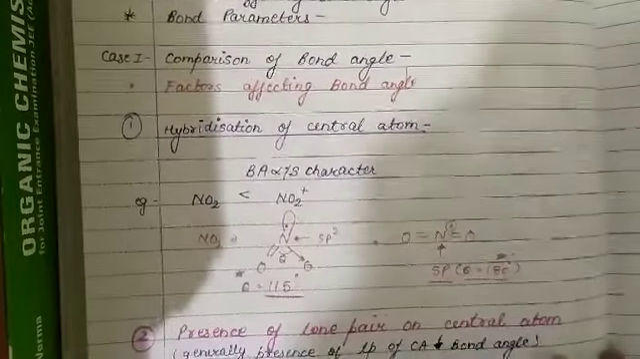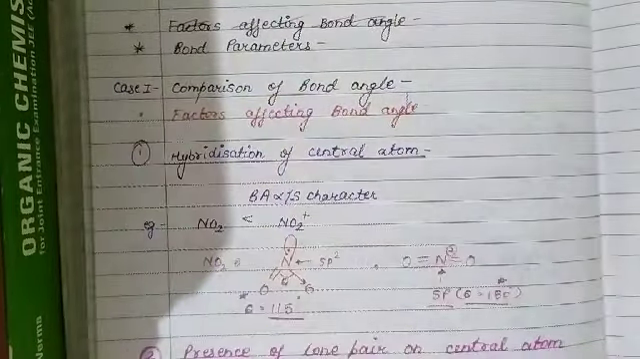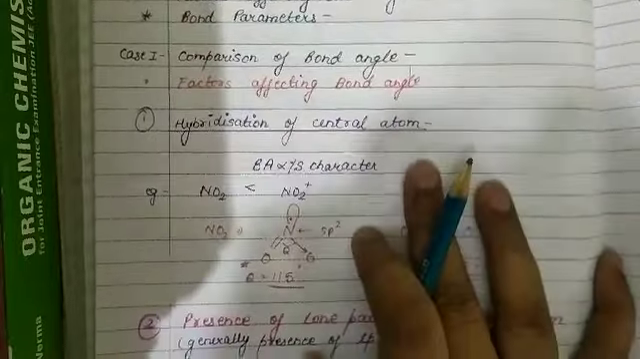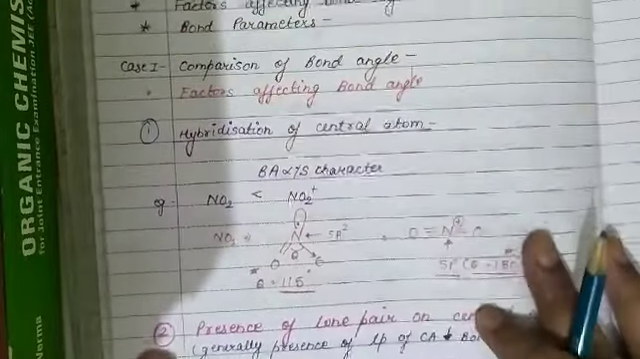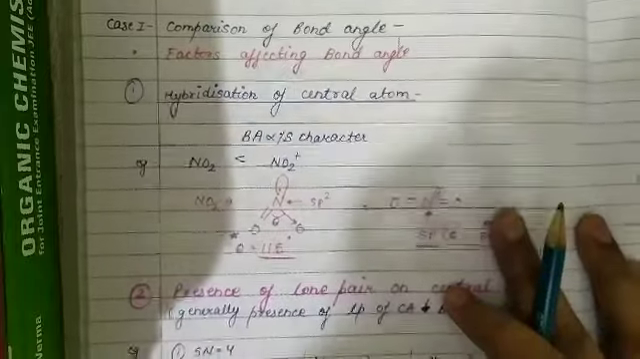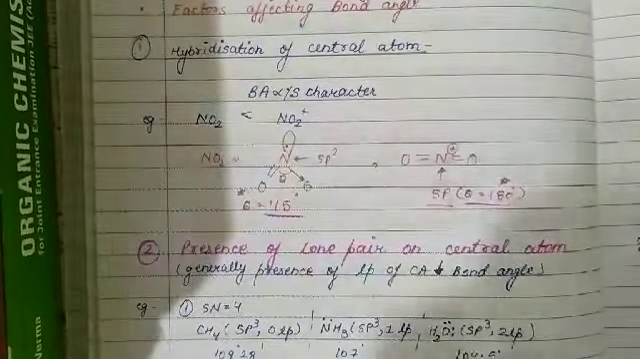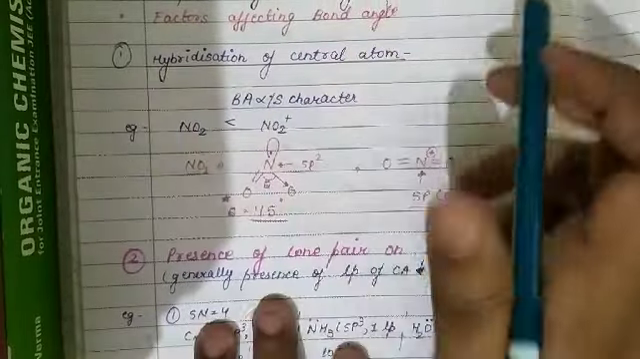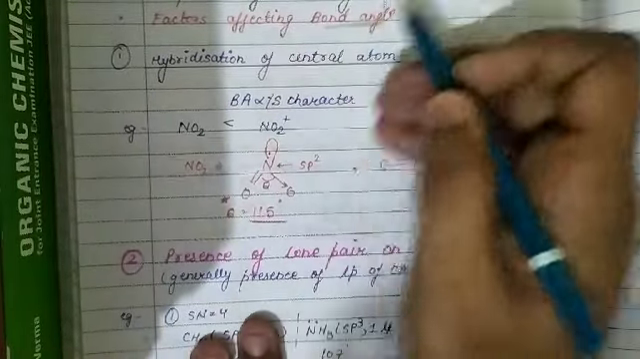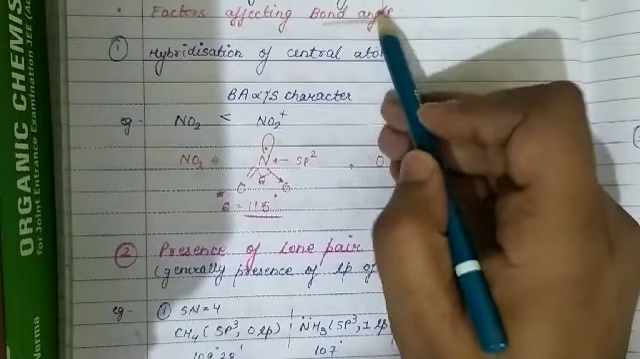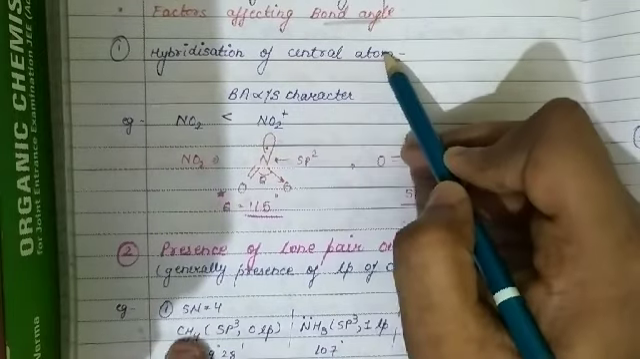See, one of the bond parameters is bond angle. So basically, in the comparison of bond angle, we are going to discuss our first case. Bond angle depends on the hybridization of the central atom. So one of the factors on which bond angle depends is hybridization of the central atom.